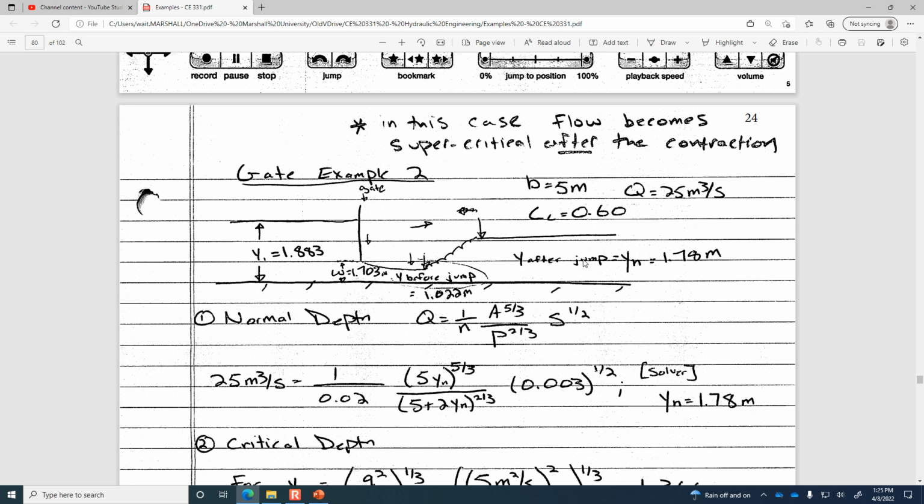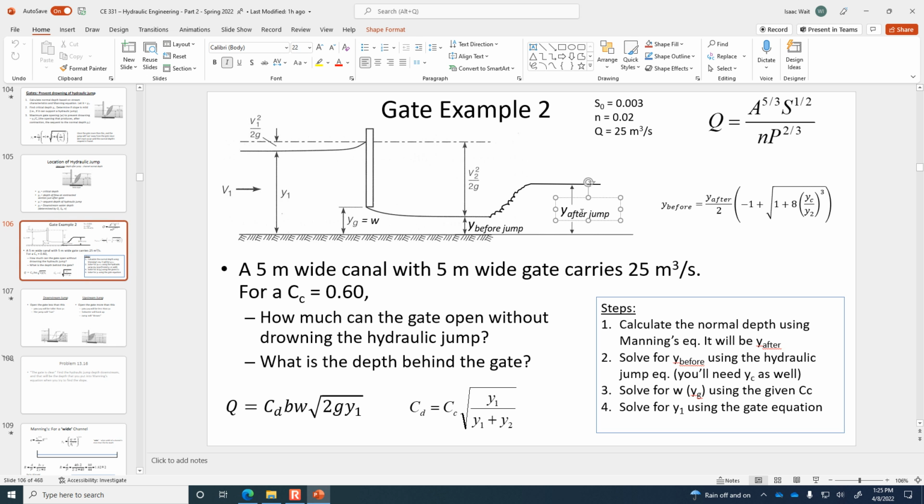And for the calculation to determine the normal depth, you can see we've got the flow rate, the n value. For a rectangular channel, the area is simply 5 times the depth. And the wetted perimeter for a rectangular channel is the bottom width of 5 meters plus 2 times the depth, because we've got the channel sides also contributing to the wetted perimeter. And then that's to the 2/3 power, slope to the 1/2 power. So when you put it into your numerical solver, you should get that the normal depth is 1.78 meters. Okay, so we're going to say 1.78 meters is this y after jump.